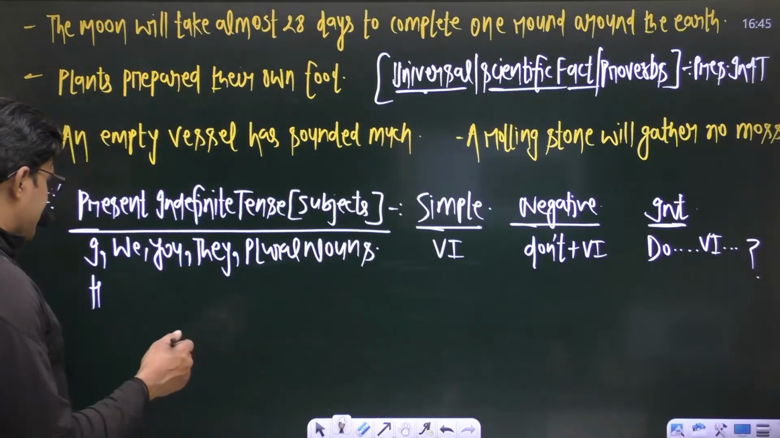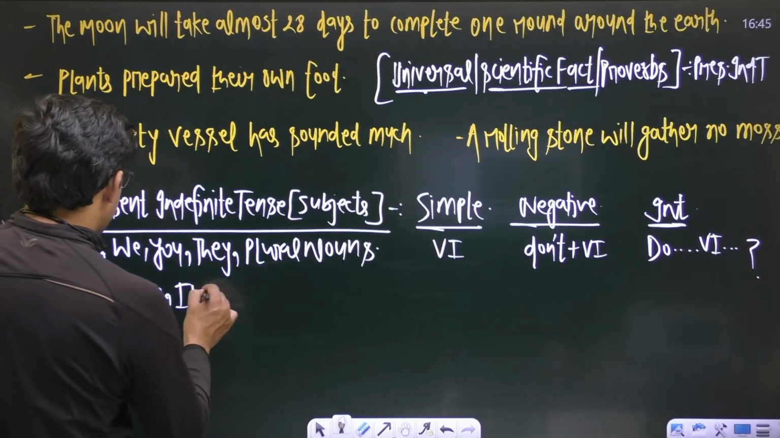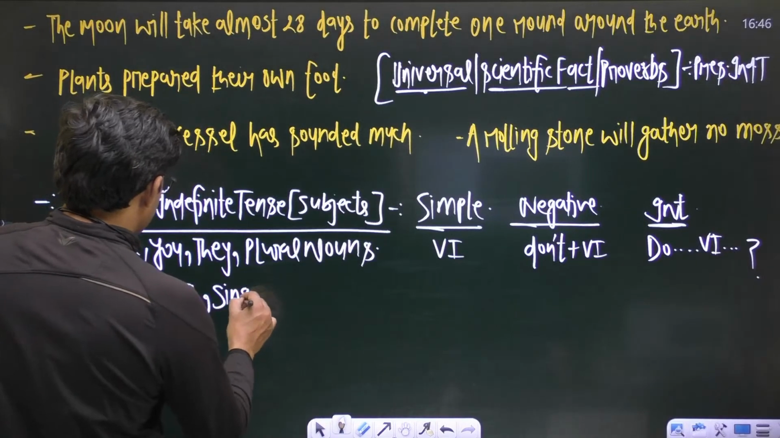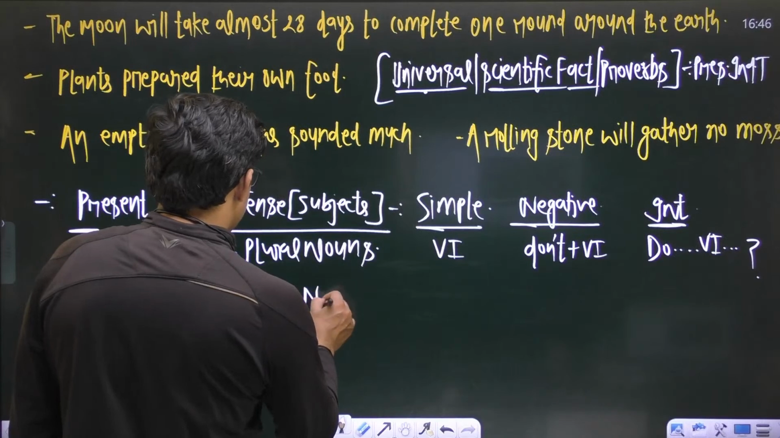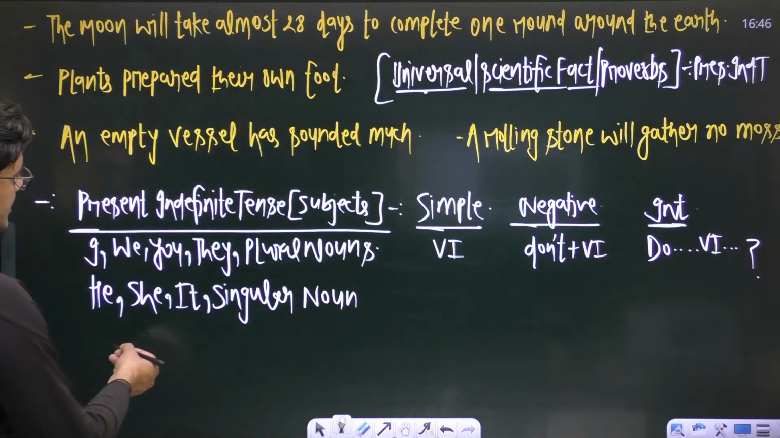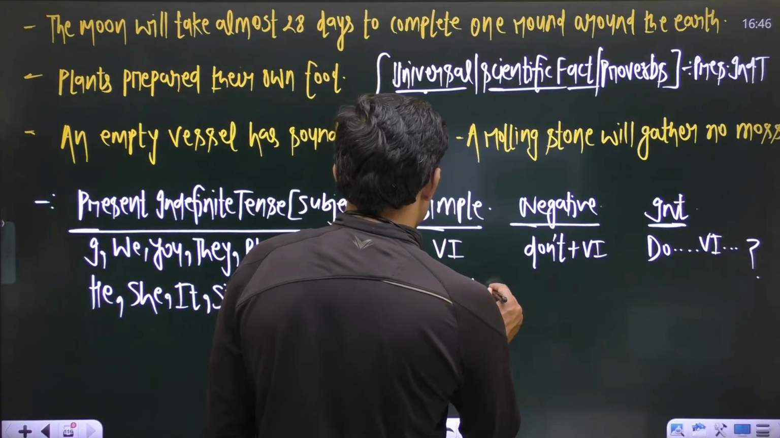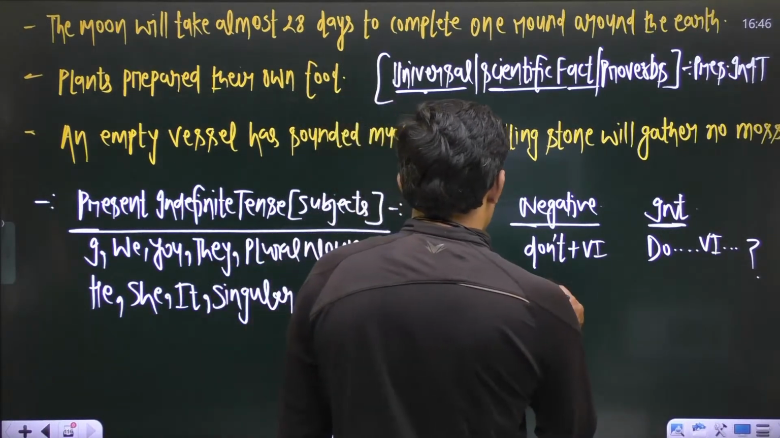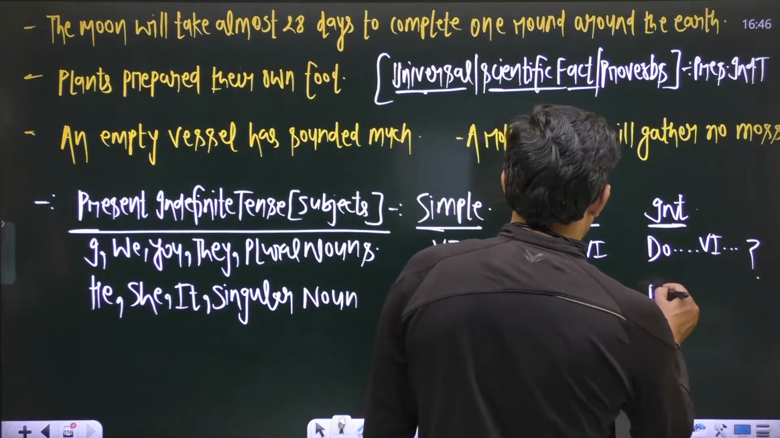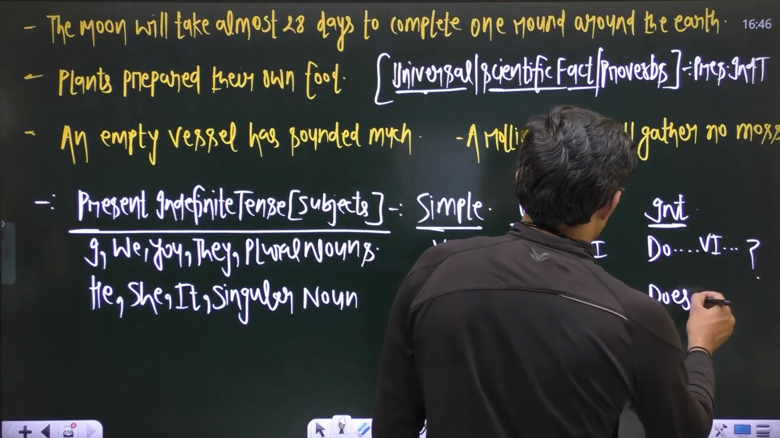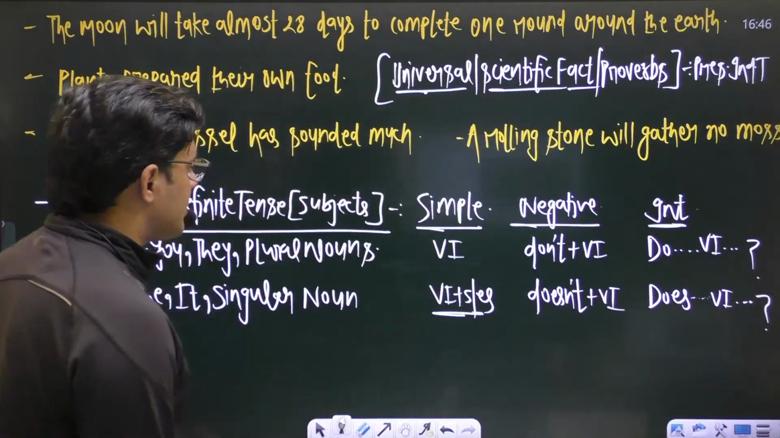And if the subject is like he, she, it, or any singular noun, make it sure, with all these singular subjects, in simple sentence we use first form plus s or es. In negative sentence, does not plus v1, and in interrogative sentence, does, first form of the verb, and sign of interrogation in last. So this is the method.